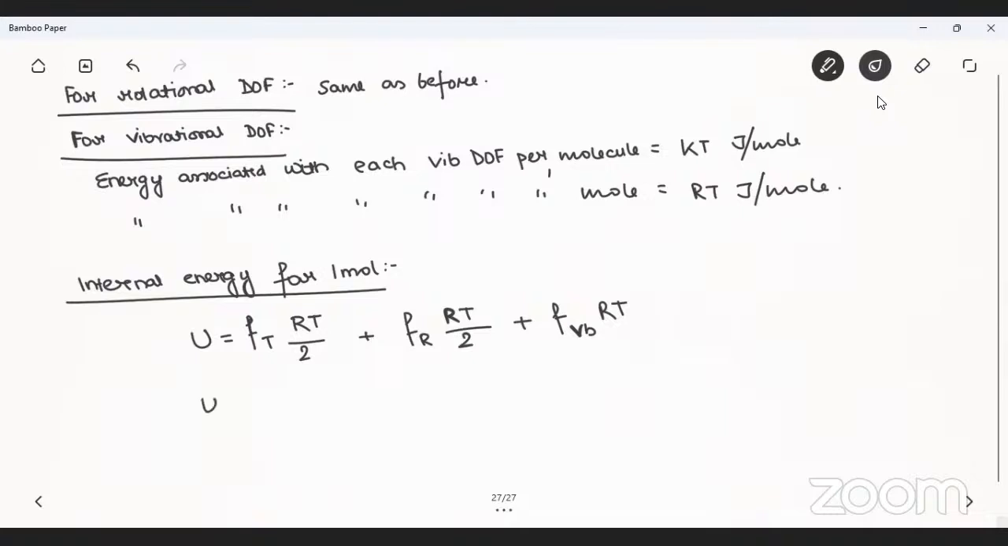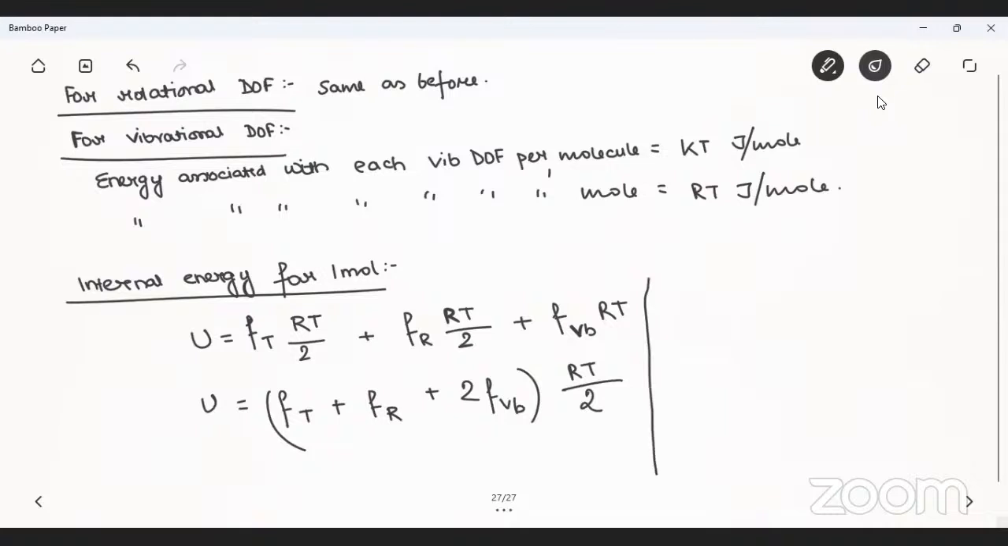So you can write it like U is equal to FT plus FR plus 2FVB into RT by 2. The same formula can be written like this also. I've just considered it like I have multiplied everything by 2, okay? So this gets cancelled and only for here it is coming 2. Is this part clear?